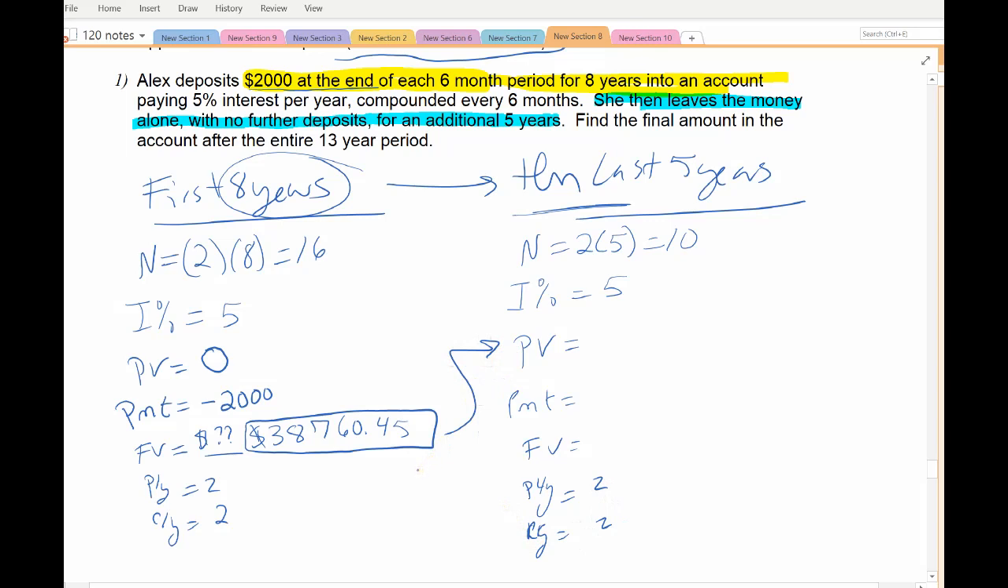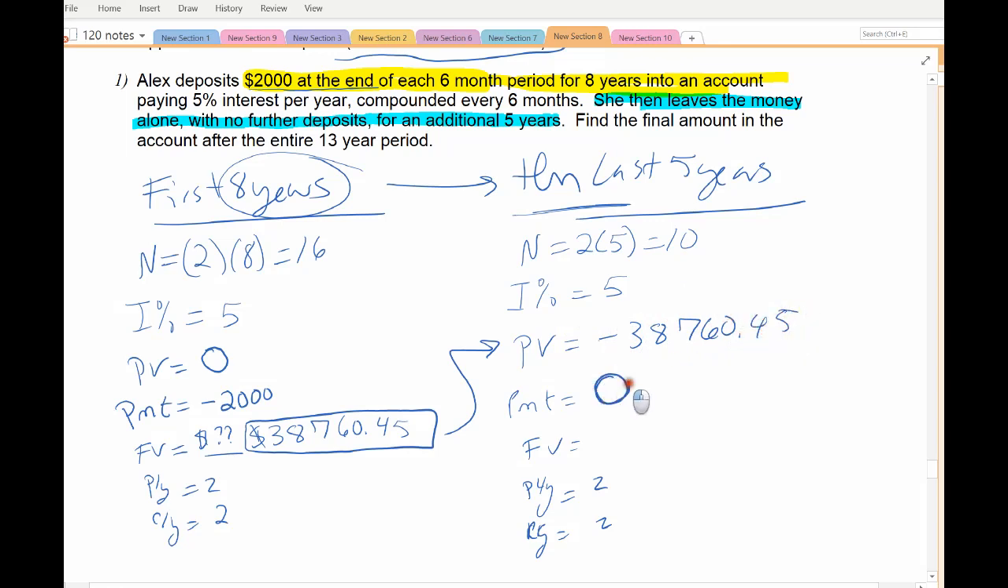Over the first 8 years, we've accumulated $2,000 plus interest every 6 months for 8 years. At the end of those 8 years, she stops making payments. So now that money is just sitting there. It's now the present value for the last 5 years. She still can't touch it, so when I go plug it into the present value, I'm going to plug it in. So basically, you're going to move it up from future value to present value. When you move it up to present value, it's still a negative because she can't touch it.